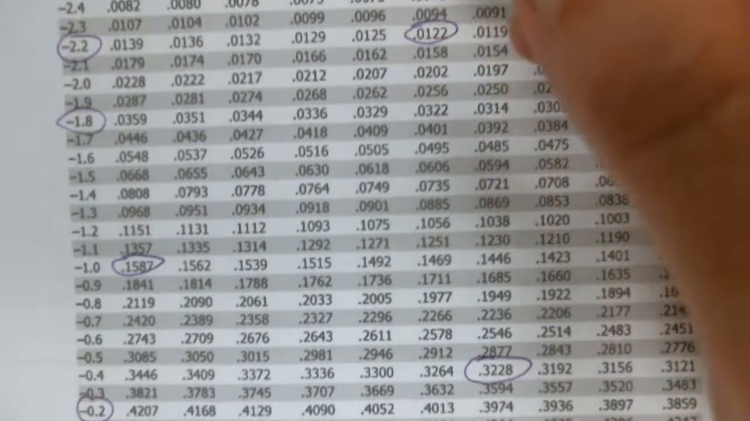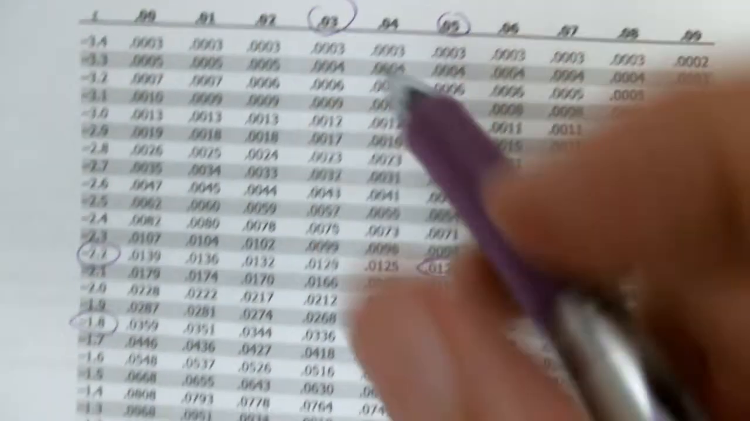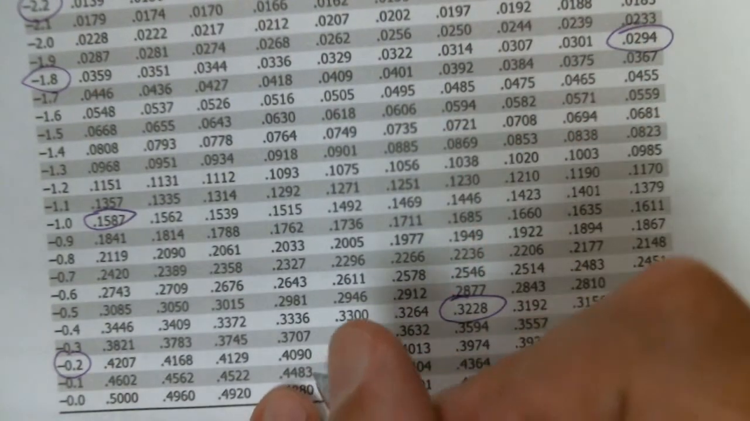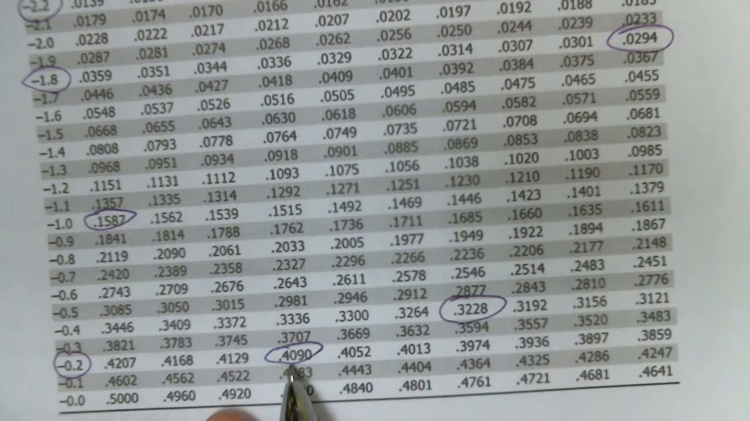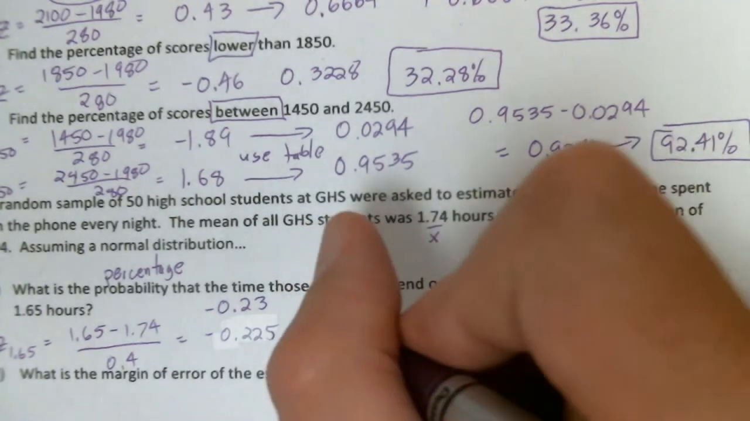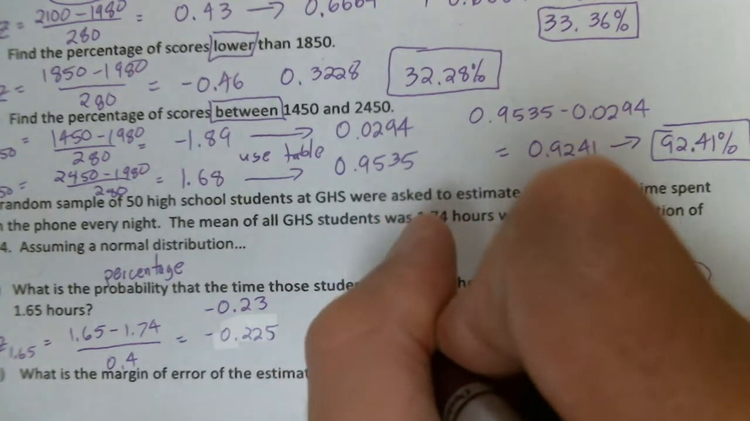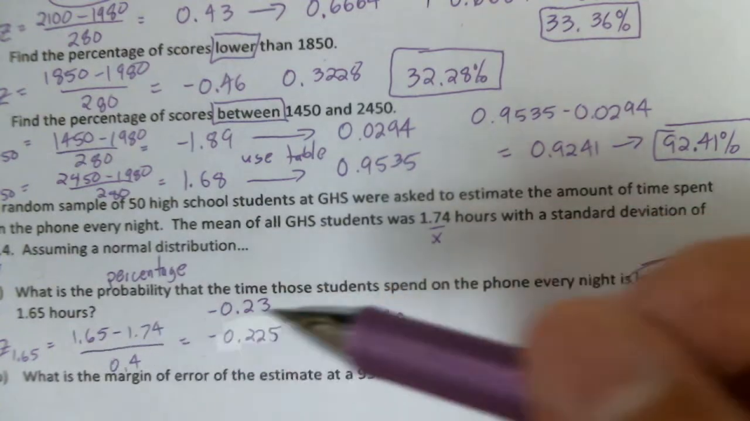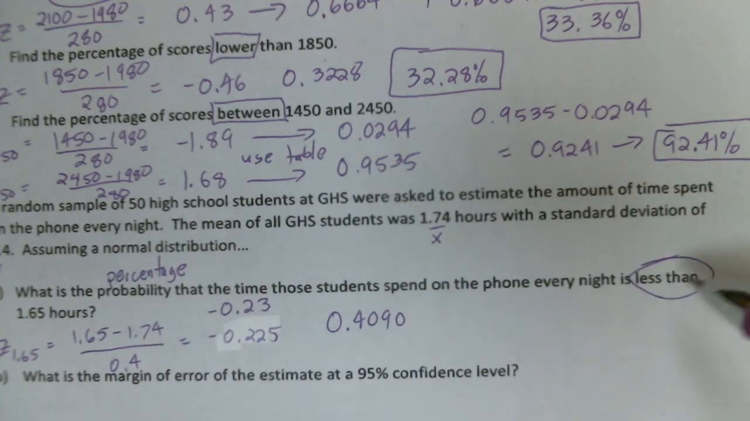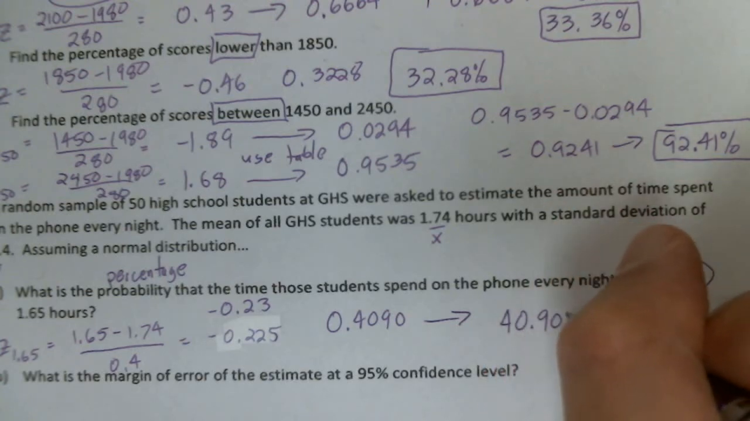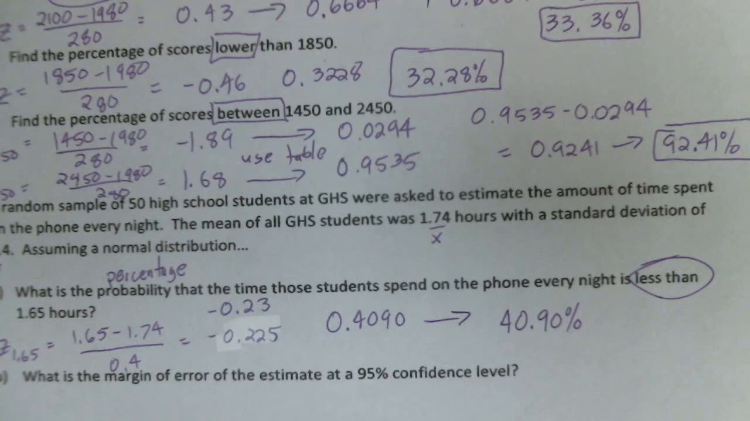There's negative 0.2. Here's 0.3. So that value corresponds to this guy right here, 0.4090. So the question is, do I need to subtract that from 1 or not? It says less than, so I want data to the left of the curve. When I'm looking to the left, you see less than, under, beneath, you just leave it. That's your percentage. So that corresponds to a percentage of 40.9 or 40.90%.